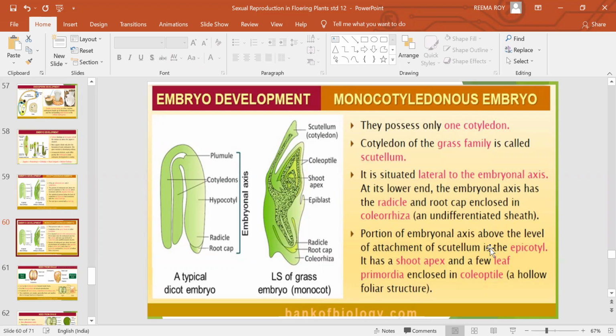cotyledon के ऊपर की चीज को क्या बोलते हैं? एपिकॉटिल. cotyledon को दूसरा नाम है scutellum. scutellum के ऊपर के चीज का नाम क्या होते हैं? एपिकॉटिल. और एपिकॉटिल में क्या है? It has shoot apex and a few leaf primordia enclosed in coleoptile. It has shoot apex and a few leaves enclosed in coleoptile. ठीक है. So इनमें exact coleorhiza and coleoptile है.